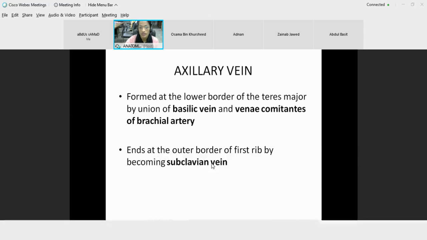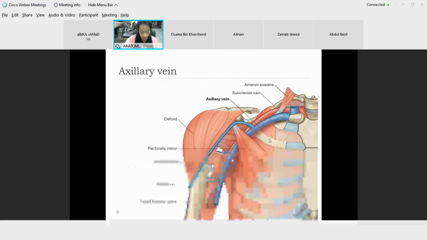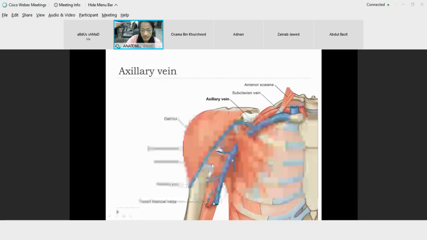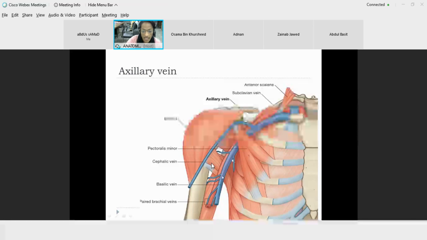Okay. Now we'll go on to axillary vein. See, here you can see this is basilic vein. Basilic vein is the vein of the upper limb. This basilic vein unites with the brachial veins. These are the paired brachial veins. Paired brachial veins unite with the basilic vein to form axillary vein at the lower border of the teres major muscle. At this lower border, these three veins, paired brachial veins and basilic vein, unite to form axillary vein.